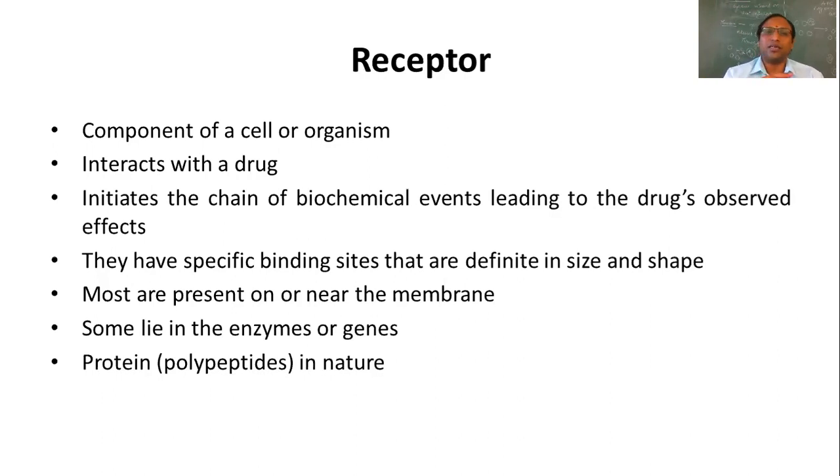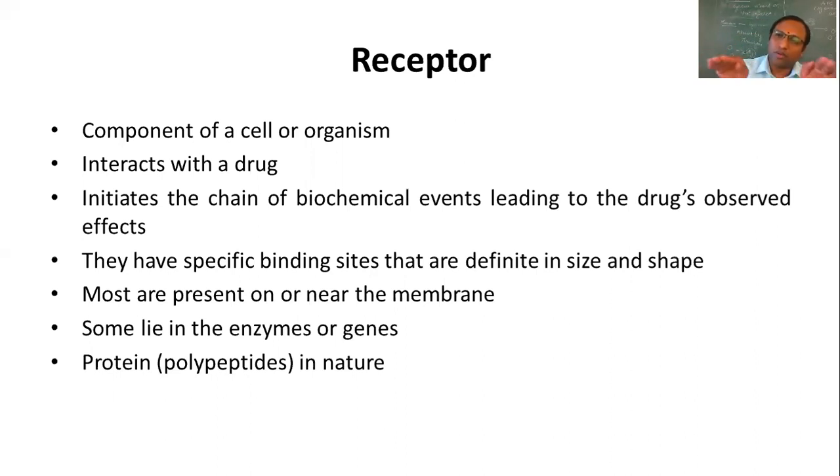If you see the receptors here, a receptor is the component of a cell or organism that interacts with a drug, and it initiates the chain of biochemical events, as I said, the cascade of reactions leading to the drug's observed effect. They have a specific binding site that is defined in size as well as in shape, and mostly they are present on or near the membrane. That is the very important part, on the membrane or near the membrane.